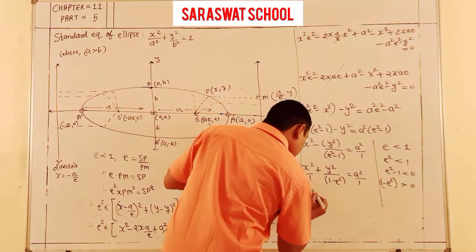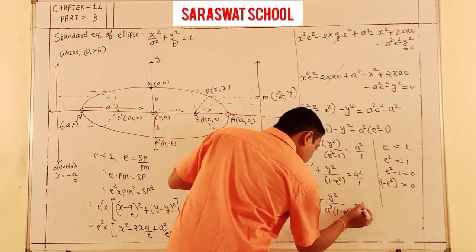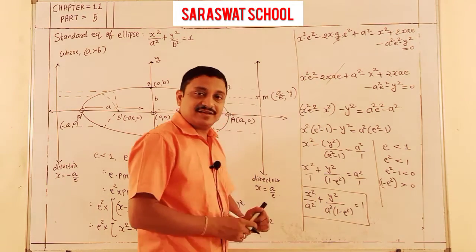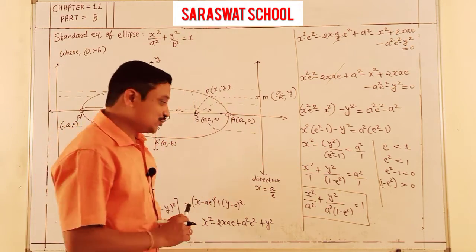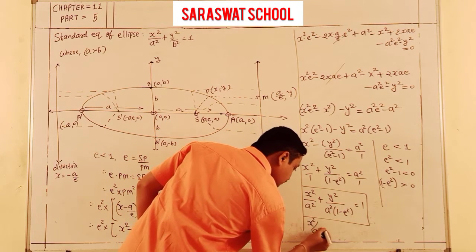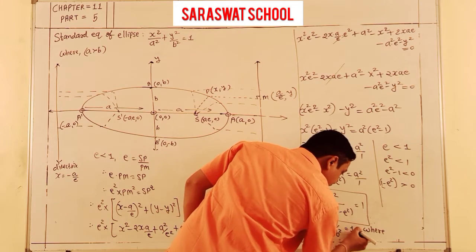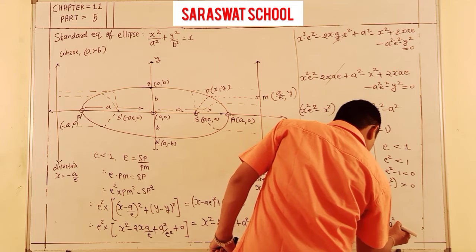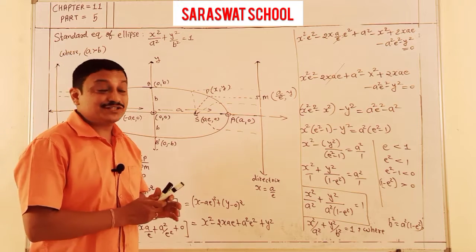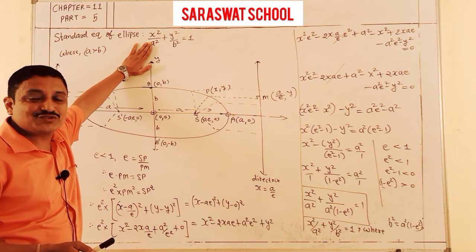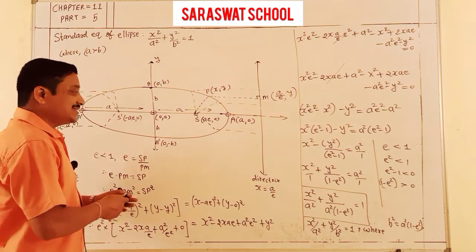So x square by a square, y square by a square... here just check this and that same, only b square is replaced in place of that. So I just write down x square by a square plus y square by b square is equal to 1, where b square is equal to a square times (1 minus e square). And here our simple theory is done. x square by a square plus y square by b square equal to 1 is your ellipse. Now I am moving ahead.